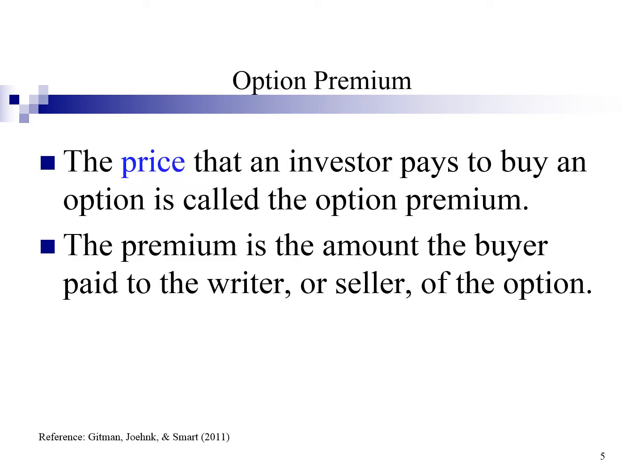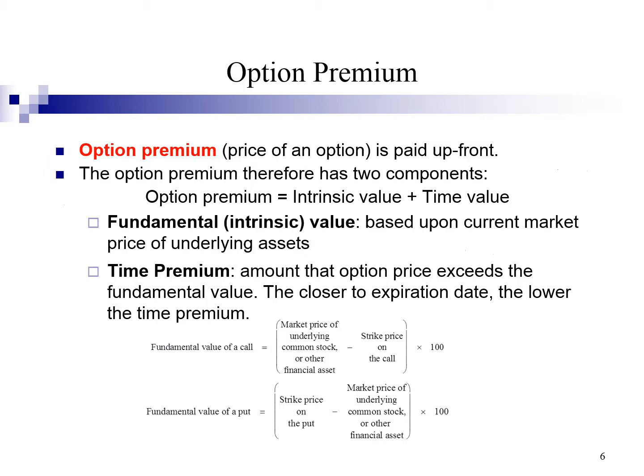The price that an investor pays to buy an option is called the option premium. The option premium is the market price of the option. We can also say that the purchase price of the option is called the premium. The premium is the amount the buyer pays the writer or seller of the option. An option's premium depends on characteristics of the option, such as its strike price, expiration date, and on the price of the underlying asset. The option premium is paid upfront.